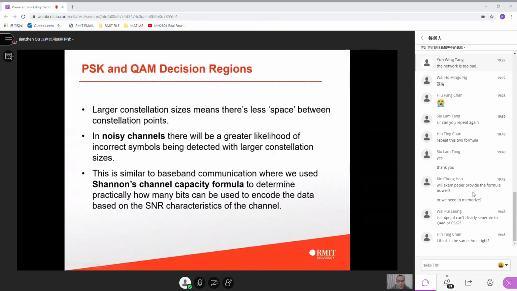So this is what I mean just now. It's very similar to the baseband communication where we use Shannon's channel capacity formula to determine practically how many bits can be used to encode data. For Shannon's channel capacity formula, you can go back to the lecture slide or the textbook to try to have a good understanding, because it is to determine the minimum bits to attain a certain signal to noise ratio.